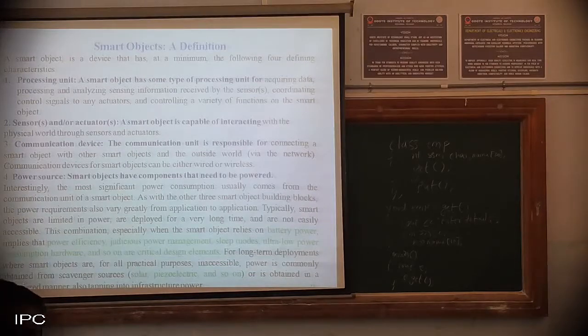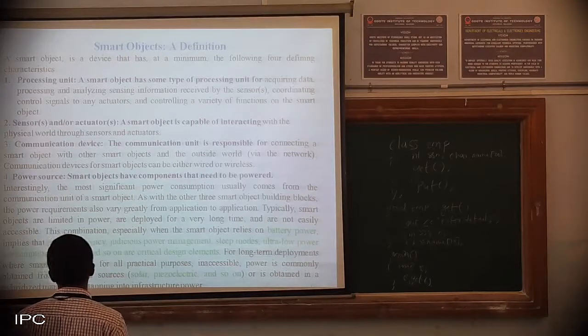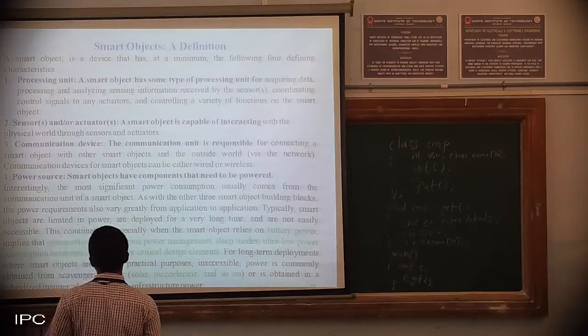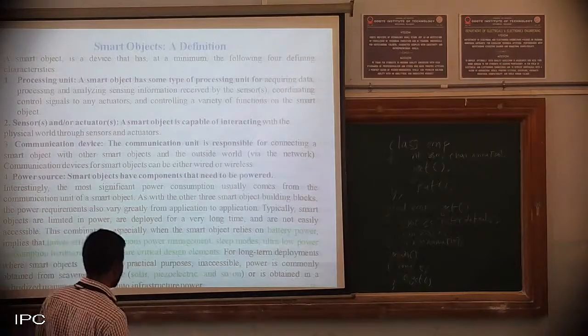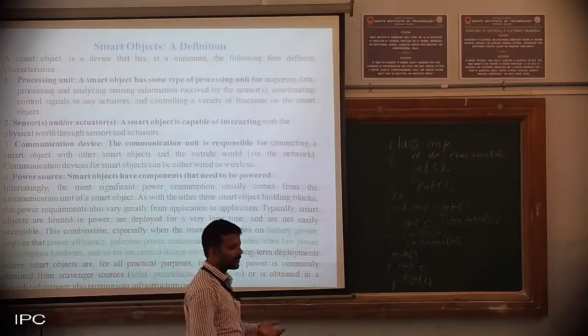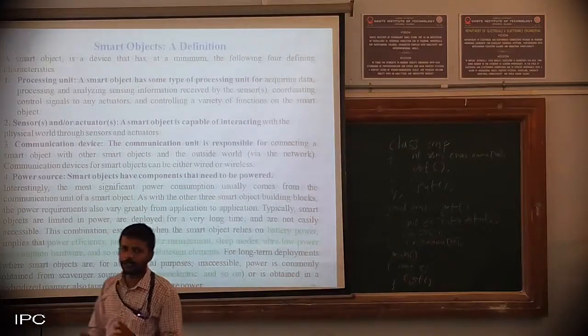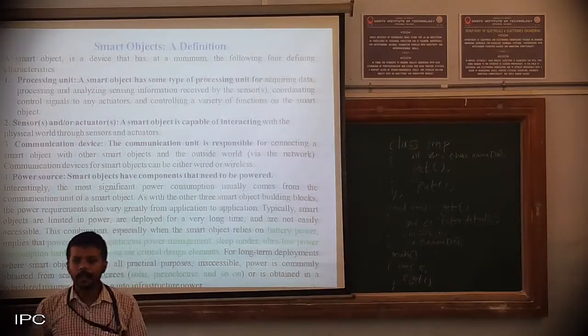That we call the processing unit. So a smart object means it should definitely have the processing unit. The second thing is that it should have sensors and actuators. A smart object should be sensing and actuating, so definitely it should have sensors and actuators.